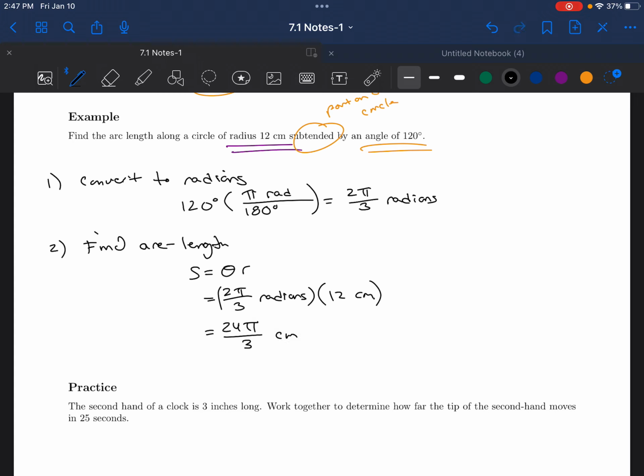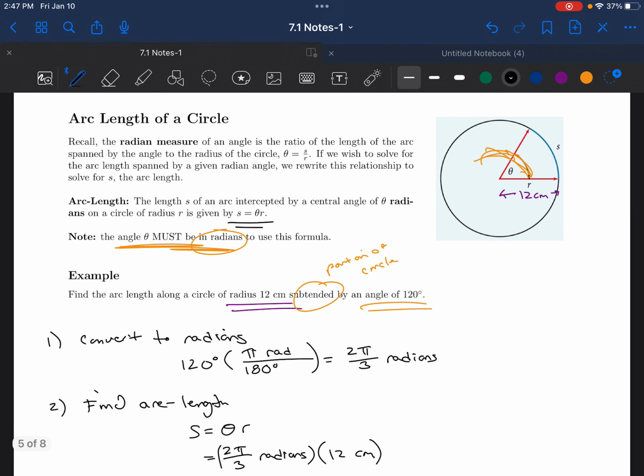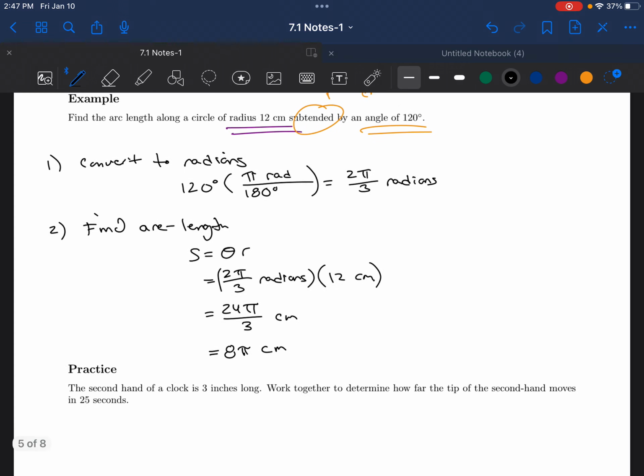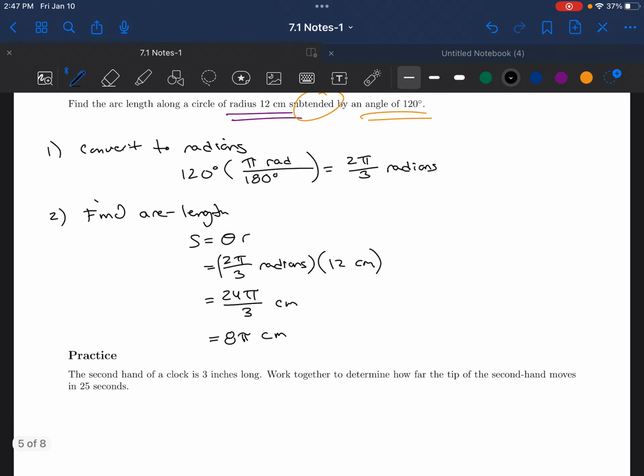And that's in centimeters, and that simplifies down into 8 pi centimeters. So the length of the portion of the circle that we're talking about here is going to be 8 pi centimeters long.